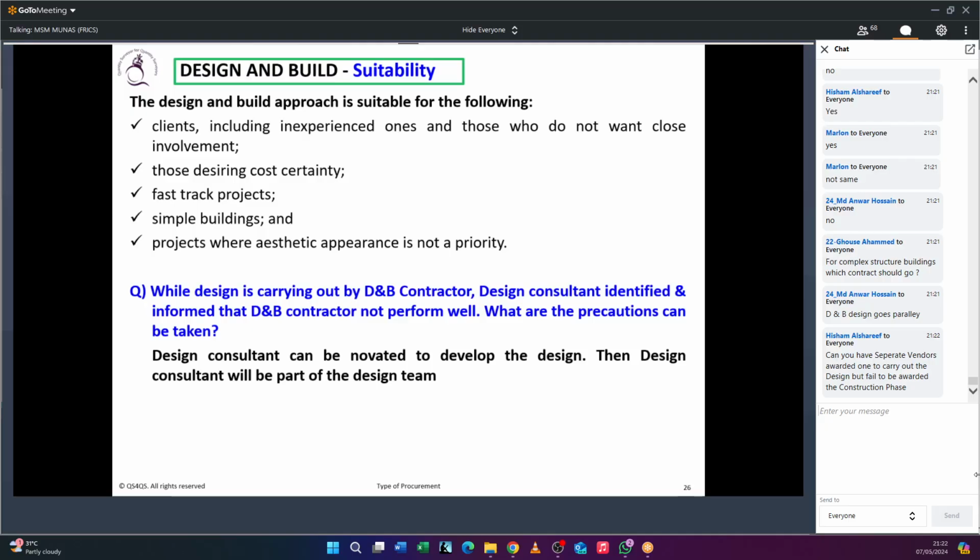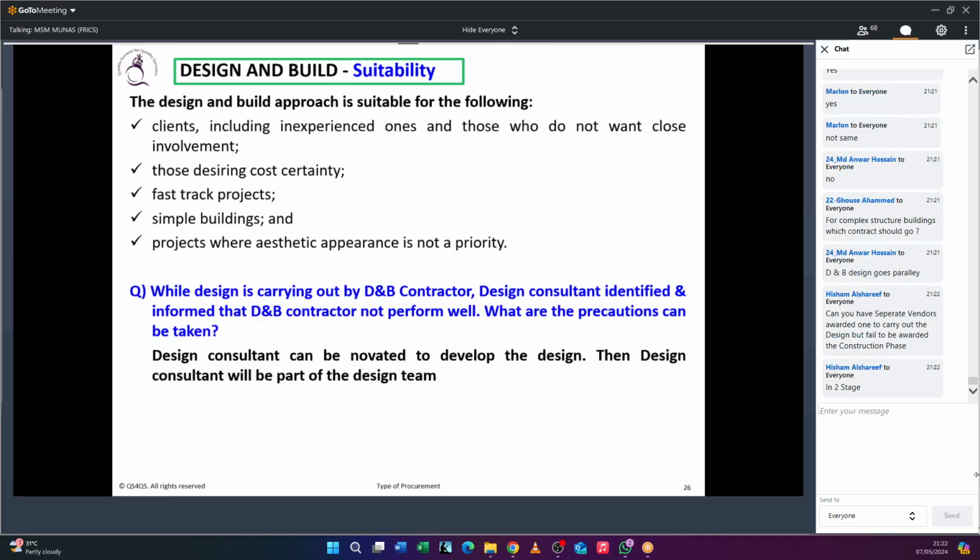Okay. Can you have separate vendors, one awarded to carry out the design but fail to be awarded the construction phase? No, it's not like that. That is applicable under the two stage only, not the design and build. But yes, in the two stage, you have to go and learn again. If the first contractor failed, then the second contractor will come and do the construction.